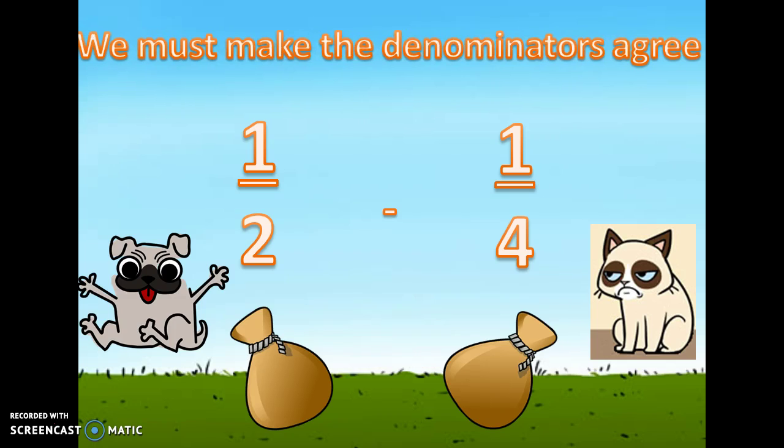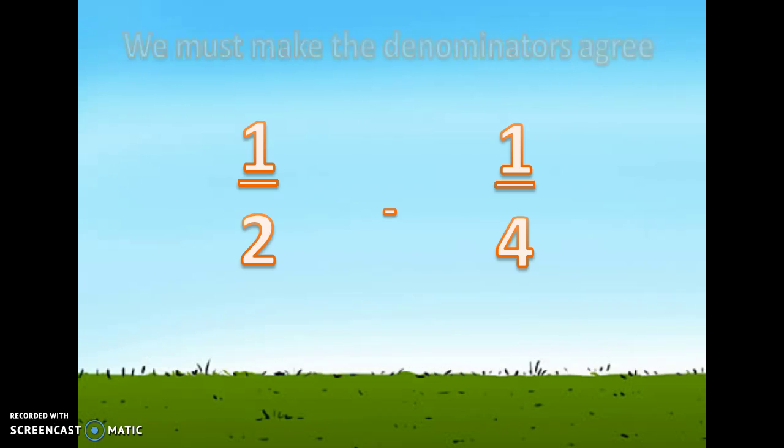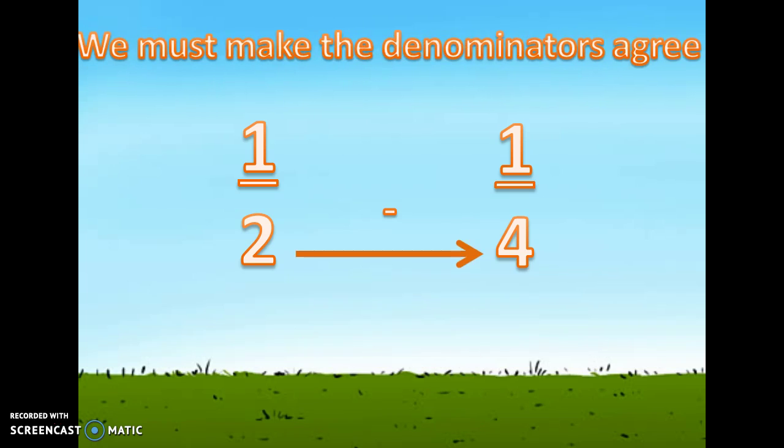So, if you remember from what we did last time, once again, we multiply our 2 by 2 to turn it into a 4. And remember, don't forget about our 1. Whatever we do to the bottom, we have to do to the top. So we multiply our 1 by 2 as well.